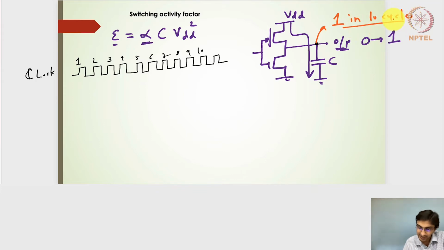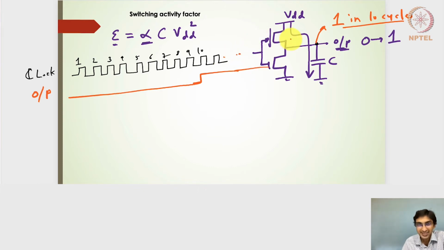So 1 in 10 cycles means that the output of this particular inverter circuit, I'm going to write it as output, is going to have 0 most of the time. Only at the 10th cycle, 1 in 10 cycles, I will have an output going high, right? And then so on. If I continue this, between the 10th and 20th cycle, I will have the output going high again. So this is the output of the gate, in this case an inverter output, which is doing the transition from 0 to 1.